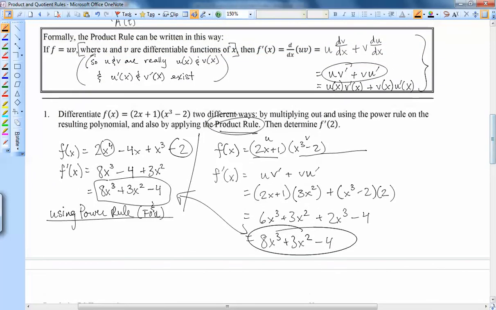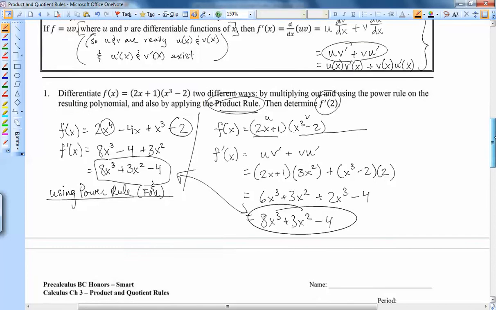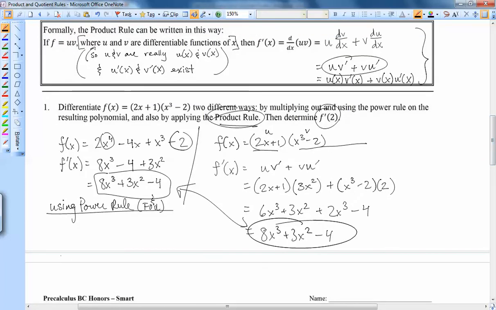Oh, one other thing, we have to find f prime 2. So to find f prime 2, well, we already have f prime. Either way, it's one of these two guys. So f prime of 2, we just plug in 2 into the derivative. So it's 8 times 2 cubed plus 3 times 2 squared minus 4. So let's see, that's 64 plus 12 minus 4, so 72, I think is what I'm getting.